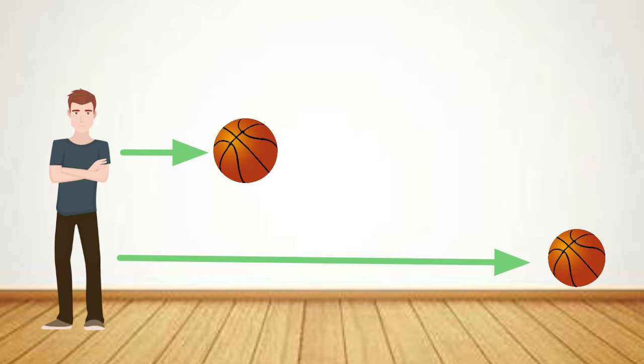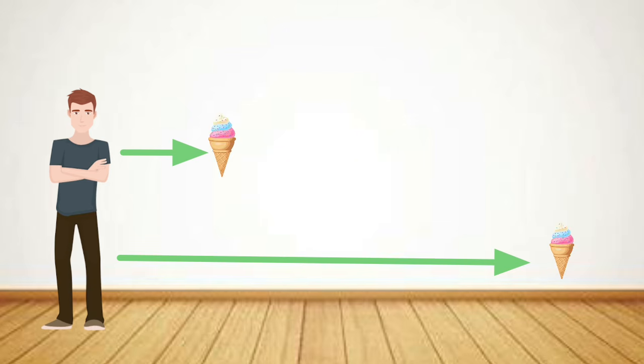The first pole is near to me, so I'll use this. And the other pole is far away from me, so I'll use that. Now, the ice cream is near to me, so I'll use this. And the other ice cream is far away from me, so I'll use that.